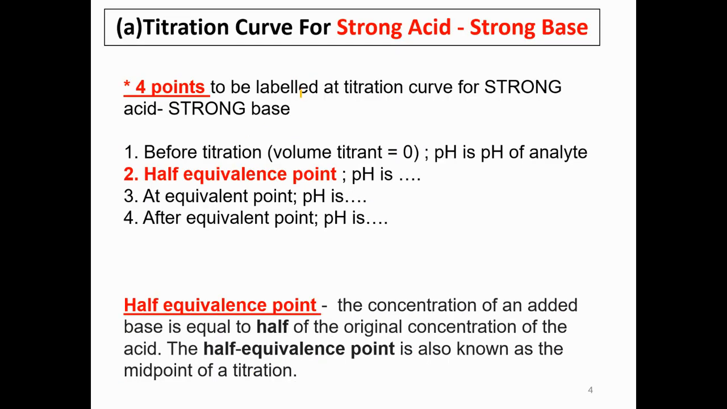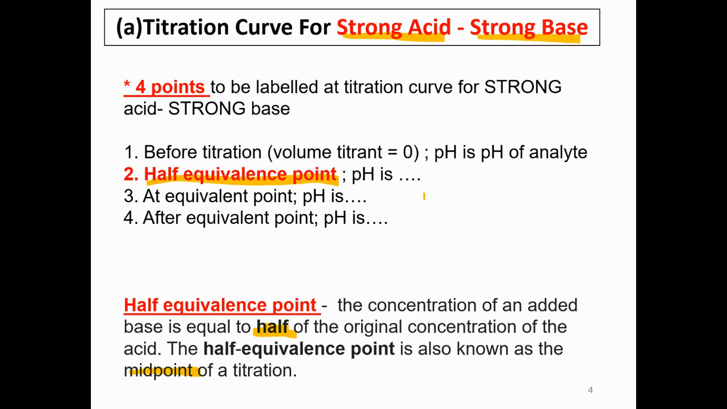Now we continue with this. For strong acid and strong base, as I said just now, the second point will be the half equivalence point. What is the meaning of half equivalence point? It is when the concentration of added base equals half of the original concentration of the acid. The half equivalence point is also known as the midpoint of the titration.